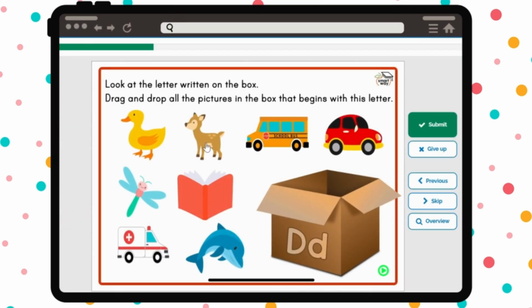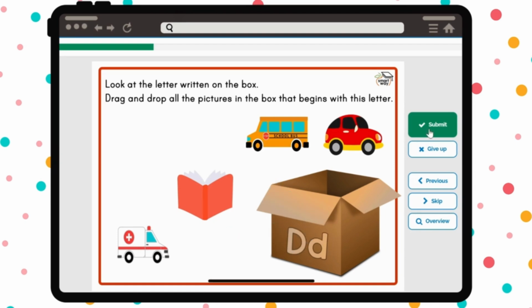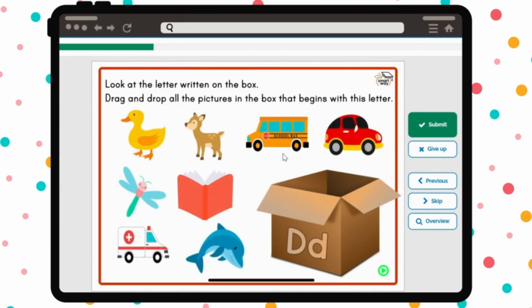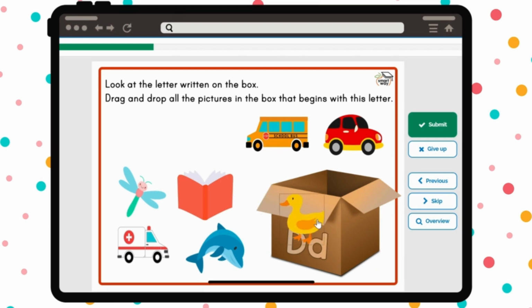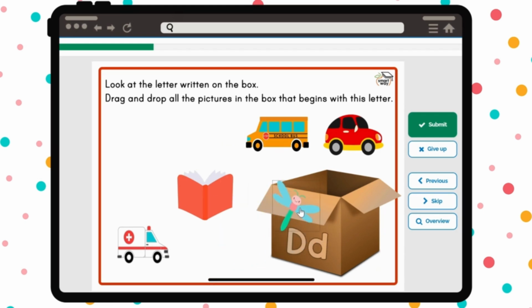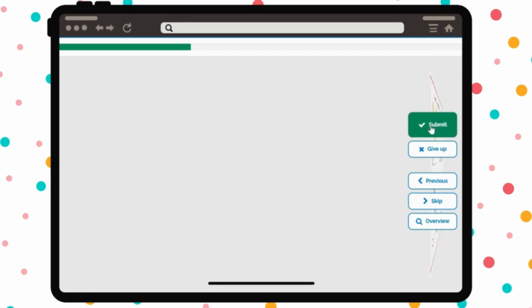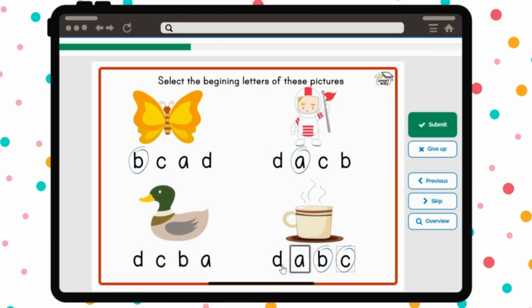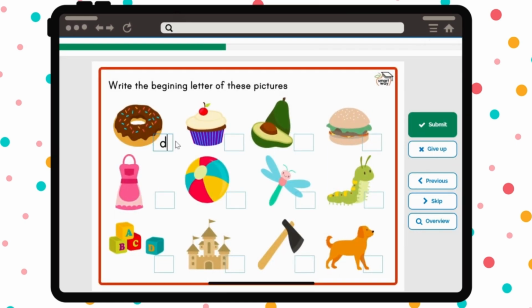As we move into practice mode, students drag images that begin with their target letter into a box. Look at the letter written on the box. Drag and drop all the pictures in the box that begin with this letter. Deer, duck, dolphin, dragonfly. Then they choose the correct beginning letter from a group, followed by a slightly more advanced challenge, typing the first letter after hearing the picture name.